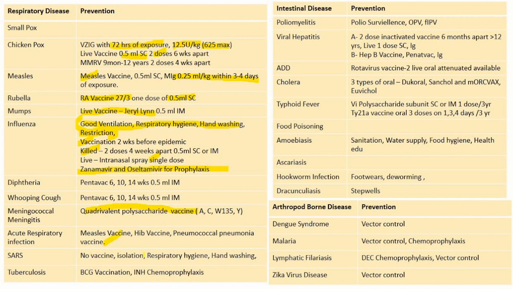Isolation is the best treatment. Respiratory hygiene, hand washing will prevent the disease. Tuberculosis, BCG vaccination and isoniazid chemoprophylaxis. Poliomyelitis, polio surveillance, OPV and fractional IPV.